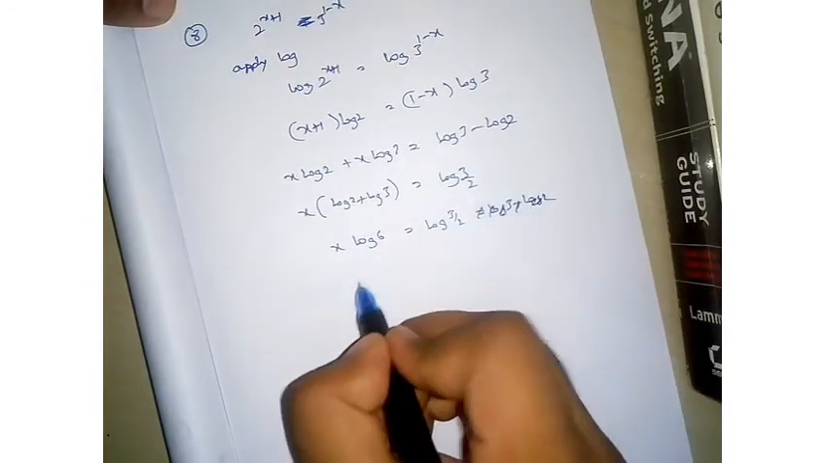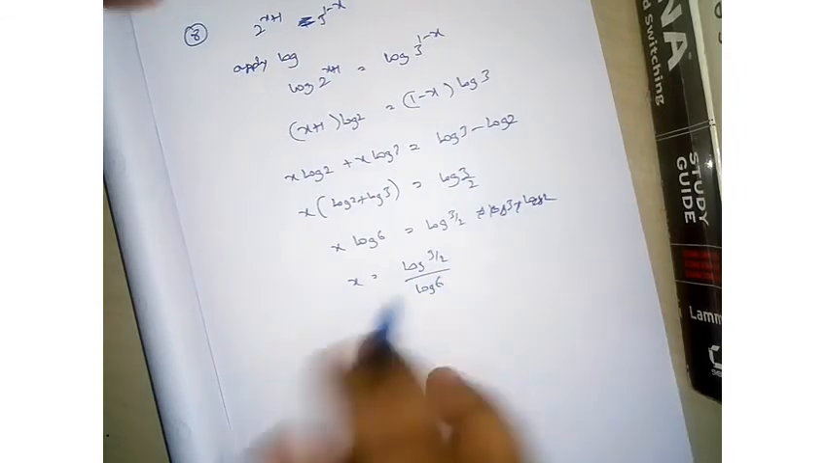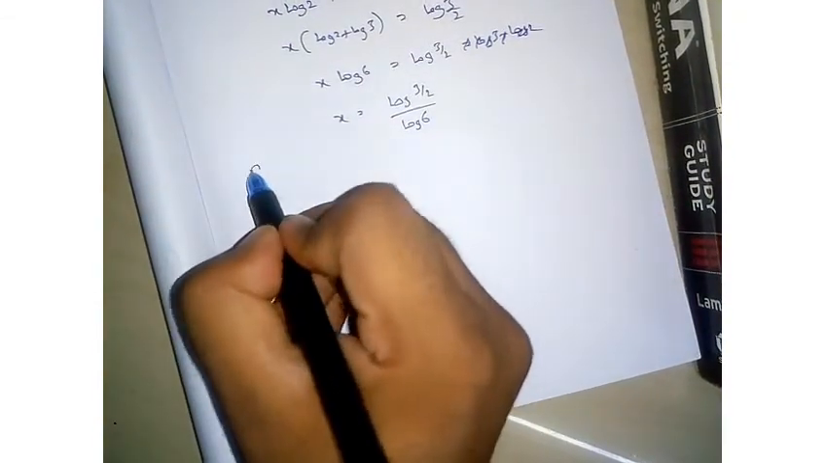You can write it as log 3 by 2. So x is equal to log (3 by 2) by log 6. This is the answer. Let's solve the ninth question.